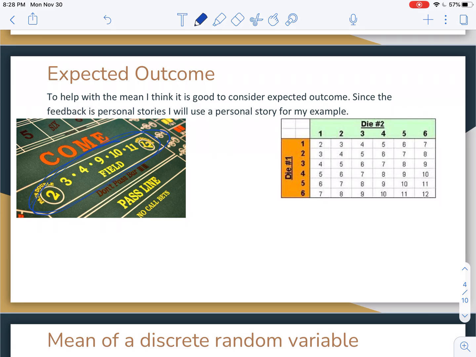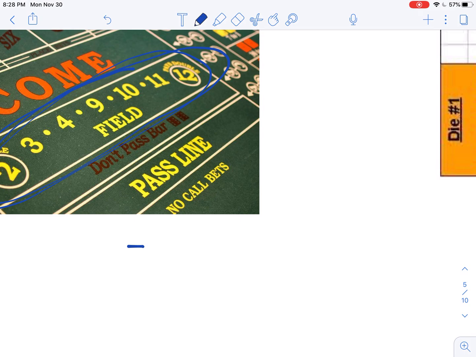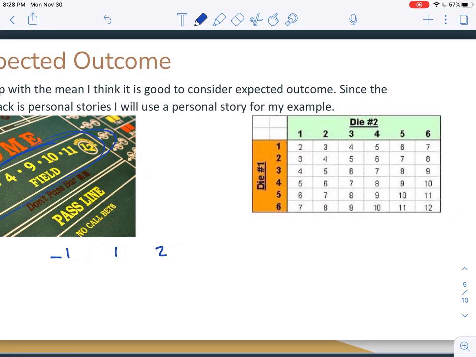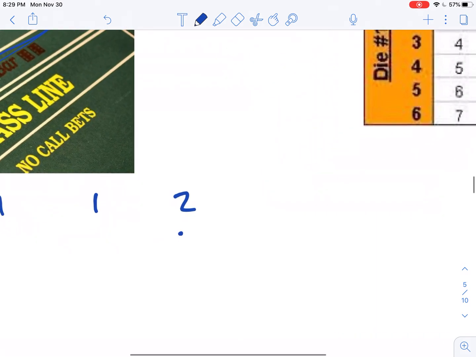So let's figure out what the expected outcome is. How much are you supposed to get paid here? Well, there are 3 options if I bet $1: I can lose $1, I can make $1, or I can make $2. Now, I've got the chart here for the sum when you roll 2 dice. 2 and 12 is only 1 out of 36 each, so there's a 2 out of 36 chance, which is a 1 out of 18 chance that I win $2.